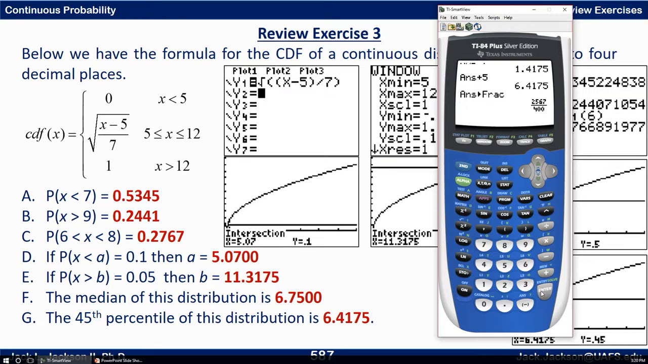Okay, so that's how you can do probabilities and inverse probabilities on a calculator when you're given the formula for the cumulative density function, when you're given a formula for the CDF.